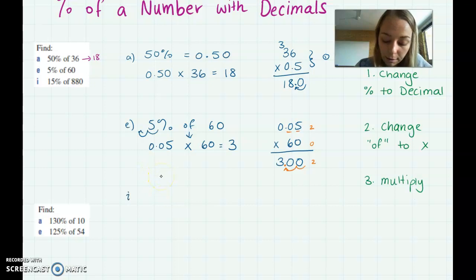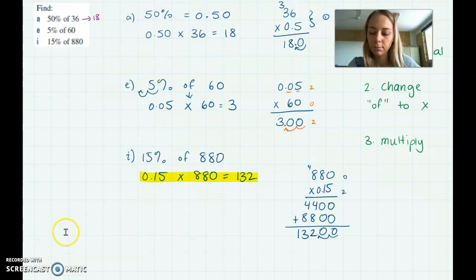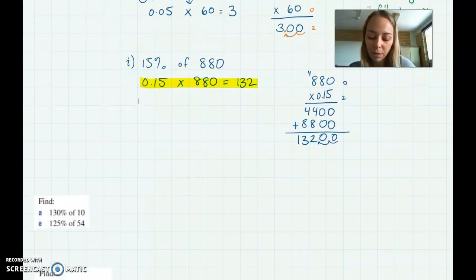So I says do 15% of 880. Go ahead and try that, and I will put the solution up, and you can pause the video and see if you got the right answer. How'd you go? Did you get 132? You should multiply 0.15 by 880.